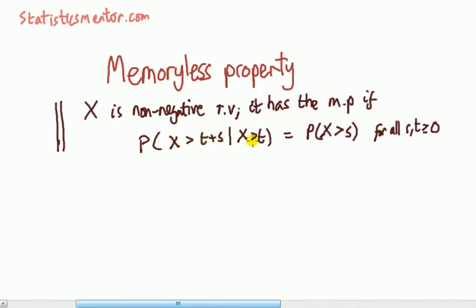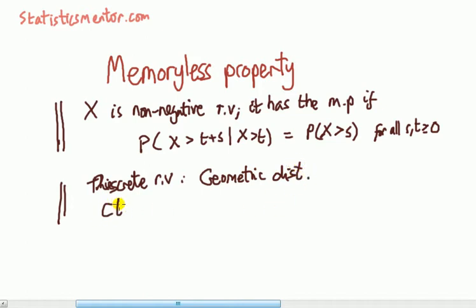it's a conditional probability, you note, equals an unconditional probability, where s and t are greater than or equal to 0. Interpretation: we want to interpret this before we actually go and prove it, but to be able to interpret it, it would help if we know the following, that the only discrete random variable that has this memoryless property is the geometric.